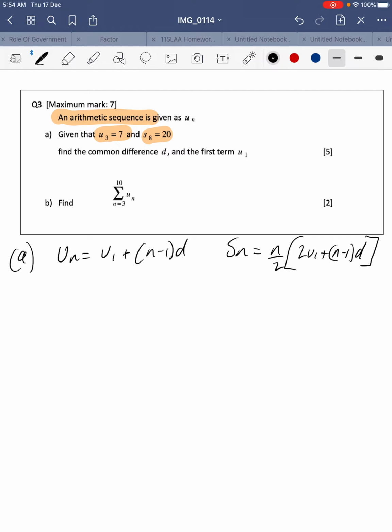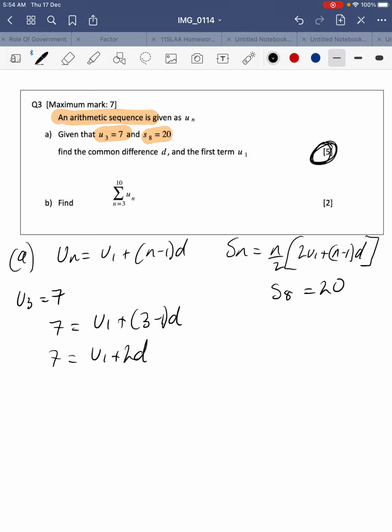That looks good. Now let's have a little look. We've got u of 3 equals 7. We've got s of 8 equals 20. So let's use the information, substitute, and find out what's going on. Remember, this is a 5 marker, so that could indicate it's a bit of work to do. So 7 equals u1 plus (3 minus 1)d. Here, tidy up. 7 equals u1 plus 2d.